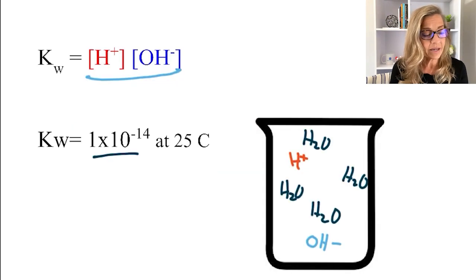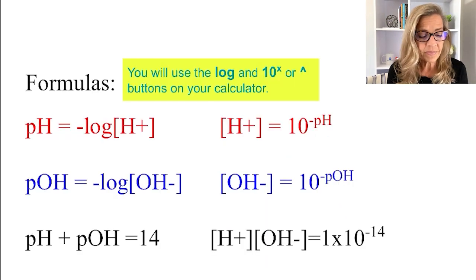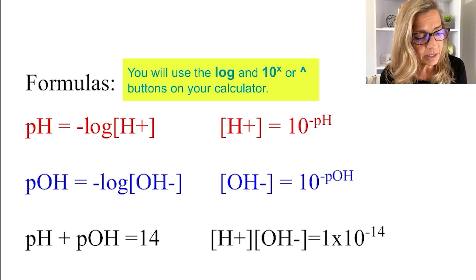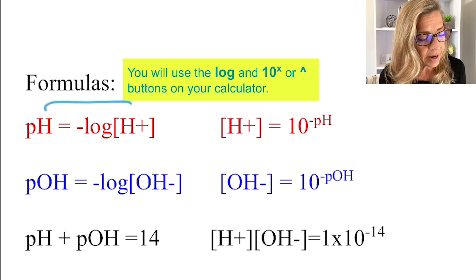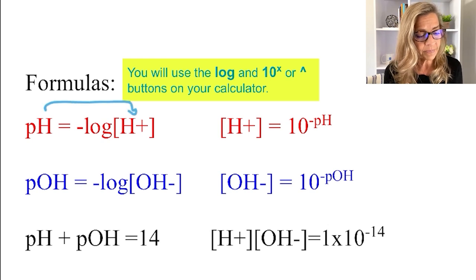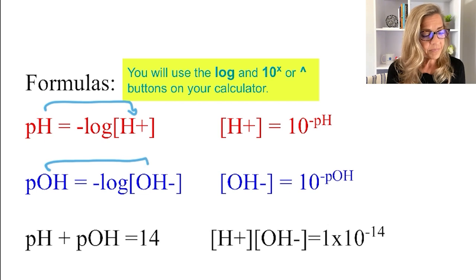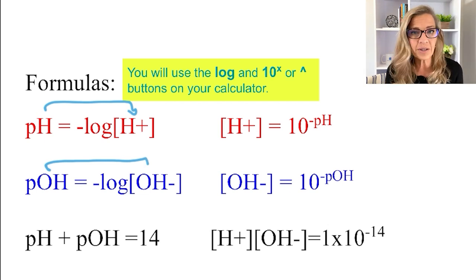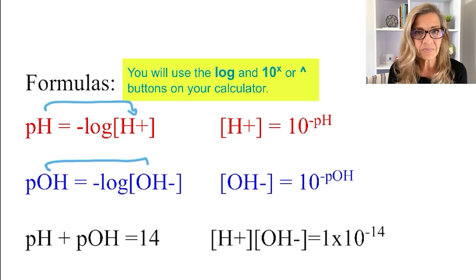So if we take the negative log of something, we call that taking the P, right? And so the pH, it's a definition. It's based on the hydrogen ion concentration. And then similarly, the pOH, which you've probably never heard of, is based on the hydroxide concentration. So on your calculator, you should have a LOG button, which is just what power of 10 is that number.